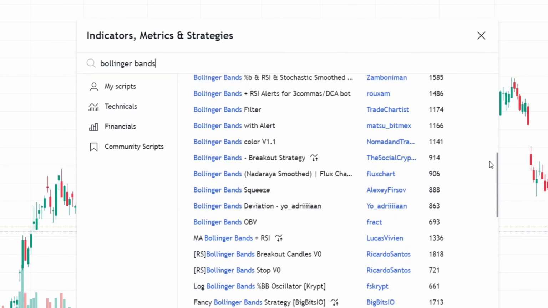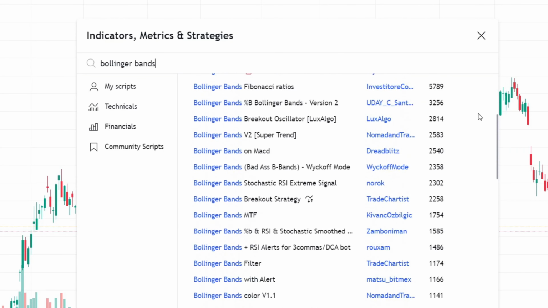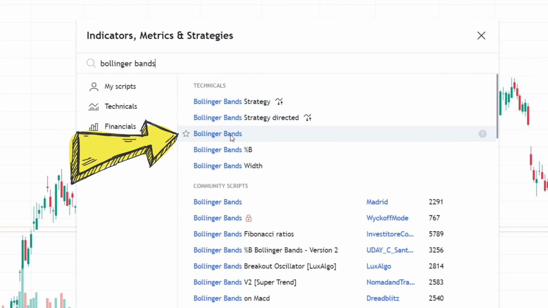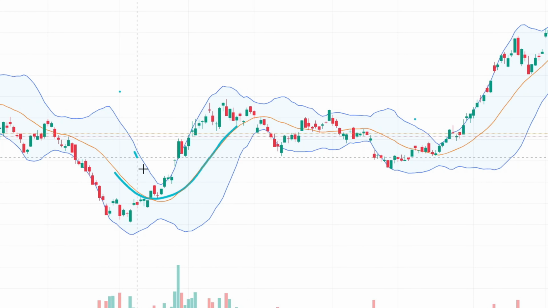And as you guys can see in TradingView, we have tons of different Bollinger Bands indicators, but the one we want to use here is the one that is simply called Bollinger Bands. And now as you guys can see, 3 different lines should have appeared here on the chart.